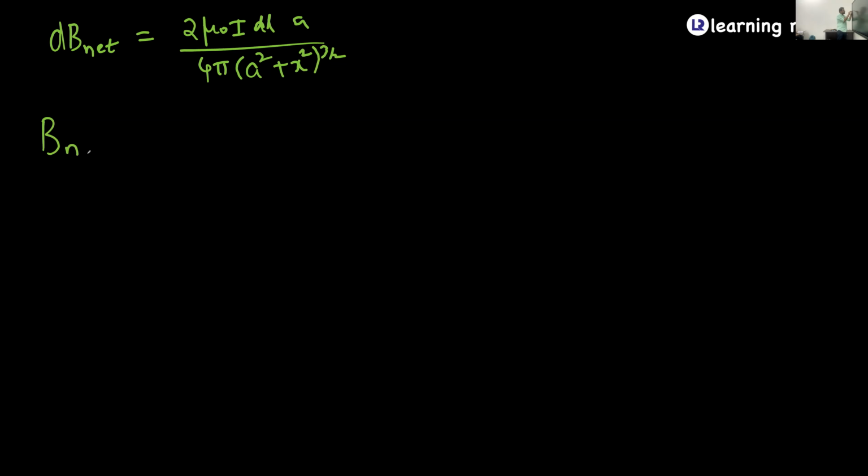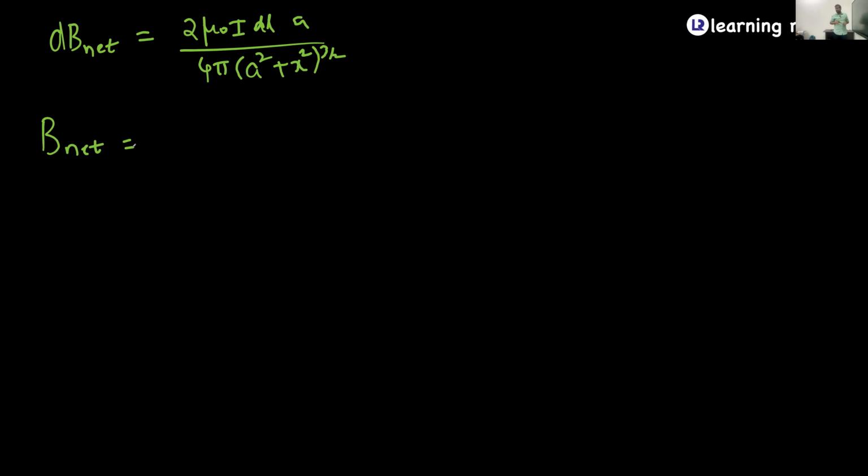So dB net is equal to 2 mu naught I A divided by 4 pi into (A square plus x square), the whole power 3 by 2. So if I want the value of B net, what will we do? Integrate on both the sides.